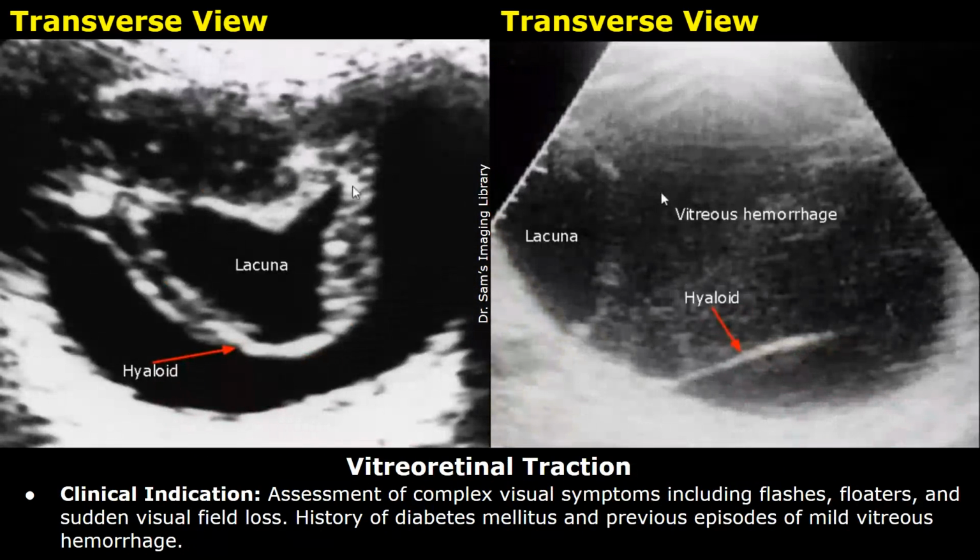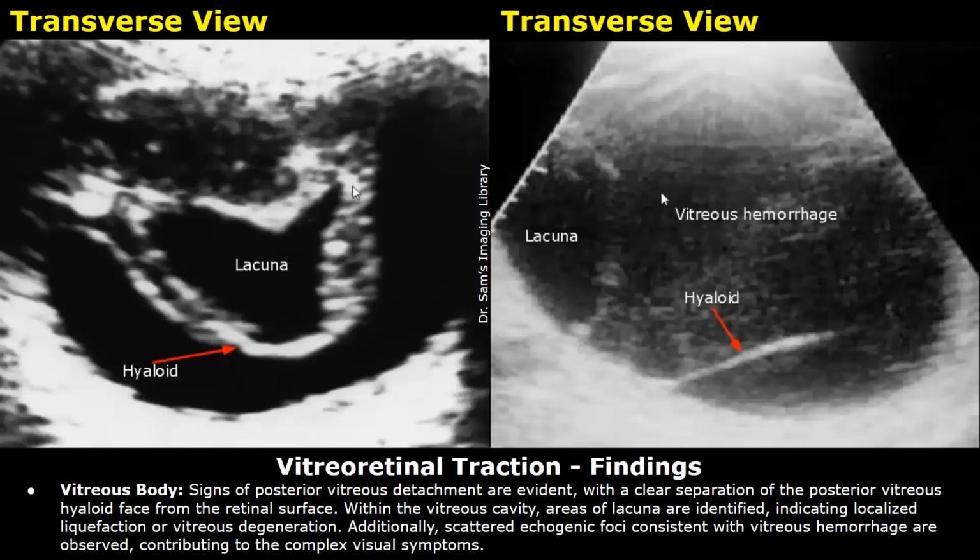This is a report of Vitreoretinal Traction. Clinical indication: assessment of complex visual symptoms including flashes, floaters, and sudden visual field loss, history of diabetes mellitus, and previous episodes of mild vitreous hemorrhage. These are the findings. Vitreous body.